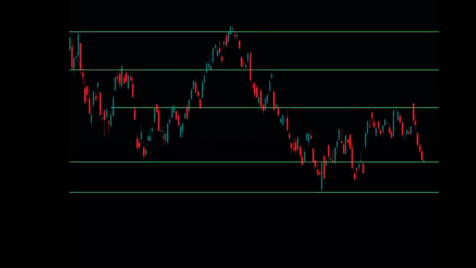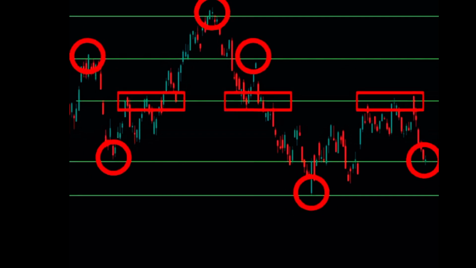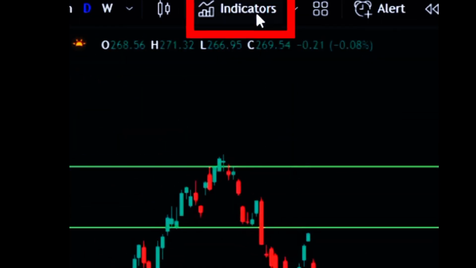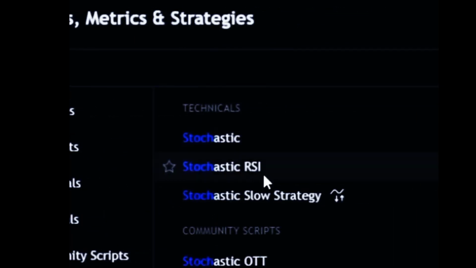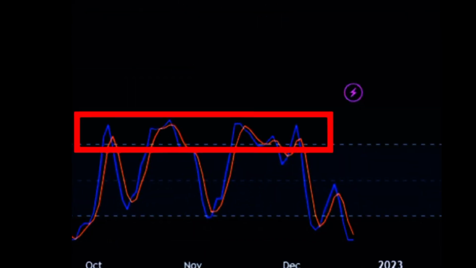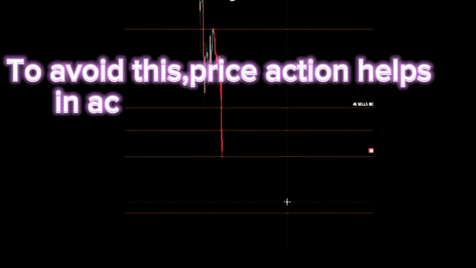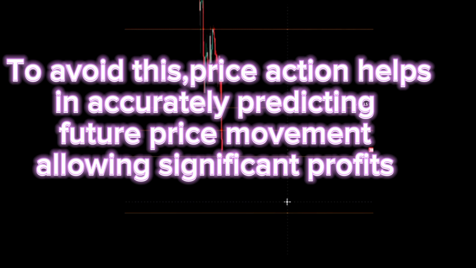However, many of these indicators are lagging and based on past price movements, which can lead traders to lose capital as the price doesn't always follow previous patterns. These lagging indicators also result in late entry signals, preventing traders from buying at lower prices. To avoid this, price action helps in accurately predicting future price movements, allowing for significant profits.